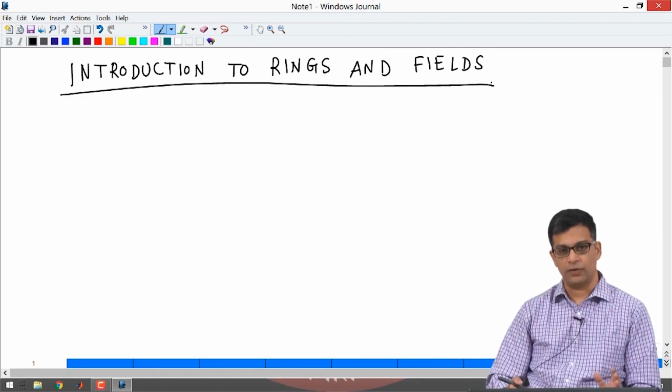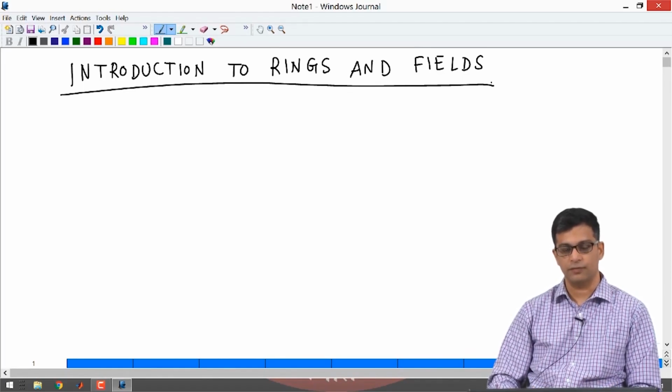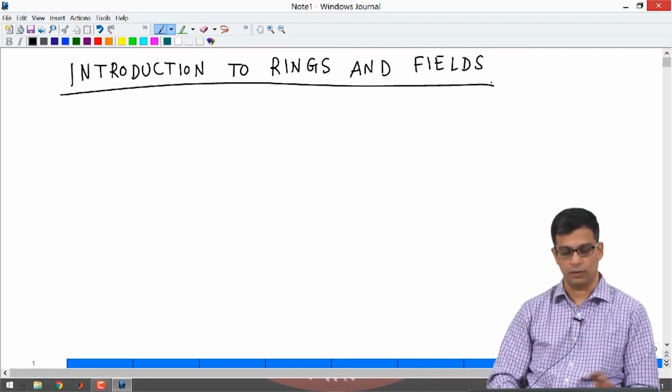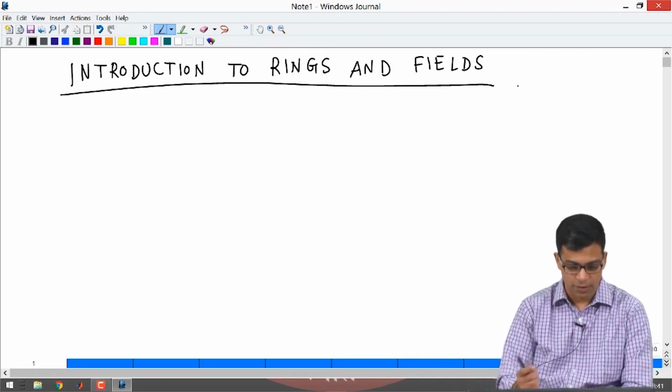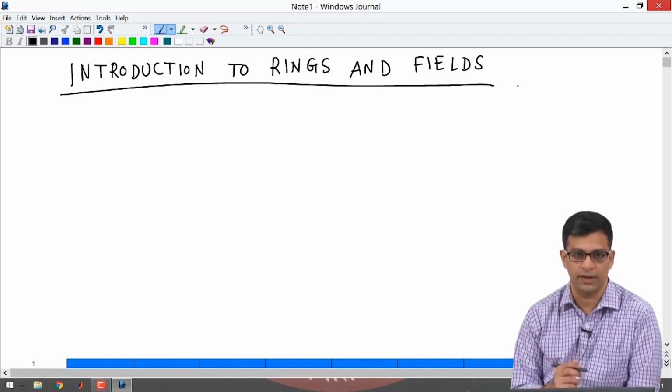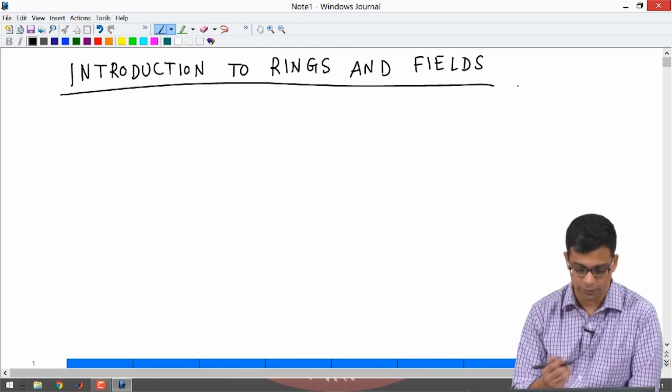So roughly the plan for the course is around half the time, about 4 weeks, we will do rings, 4 to 5 weeks, and the remaining time we will do fields. Fields are just special cases of rings, they are rings with certain additional properties. So after studying ring theory we will focus on fields for the last part of the course. So let us start today with a general introduction to rings. I am going to start with basic examples before I give you the formal definition of a ring.